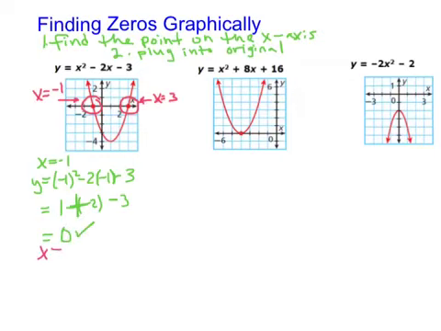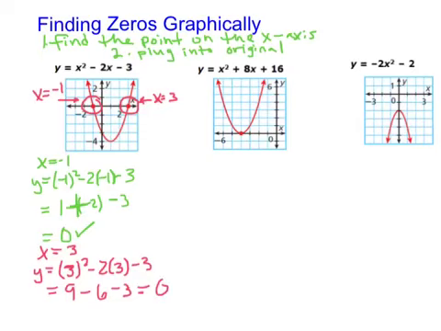And if we try the next one, x is equal to 3, we do the same thing. y equals 3 squared minus 2 times 3 minus 3. This gives us 9 minus 6 minus 3, and we can see that 9 minus 6 is 3, minus 3 more gives us 0. So both of those are indeed 0. So this is an instance where we have 2 zeros because it crosses the x-axis twice.